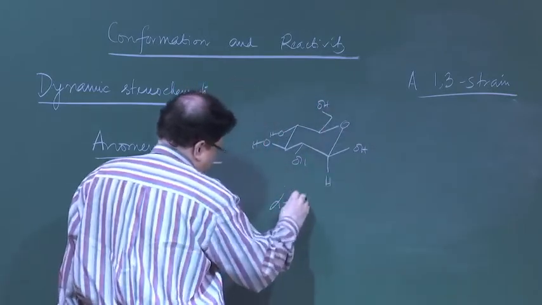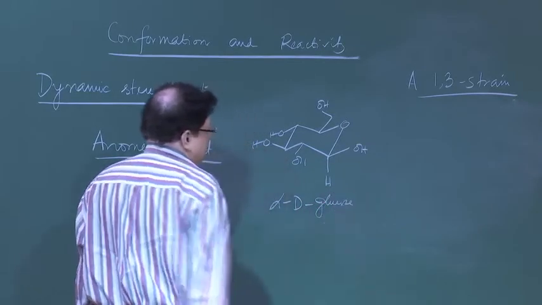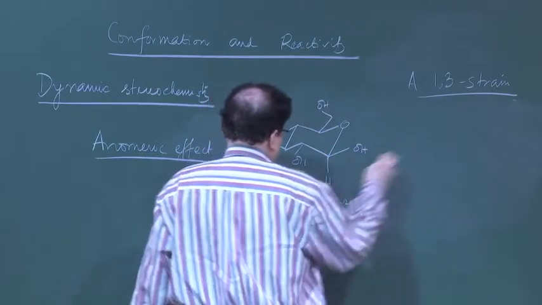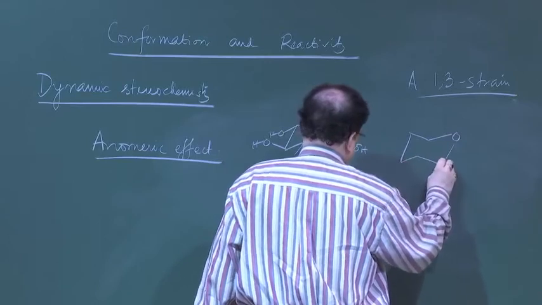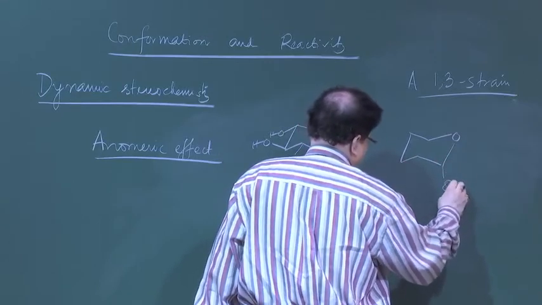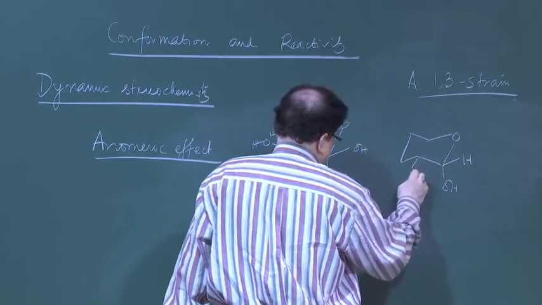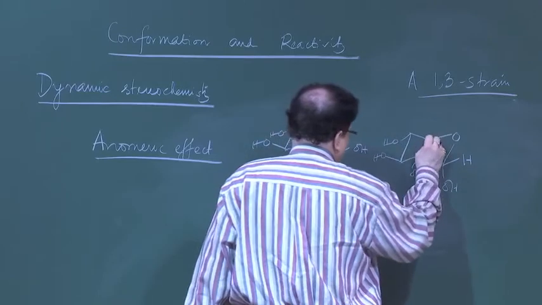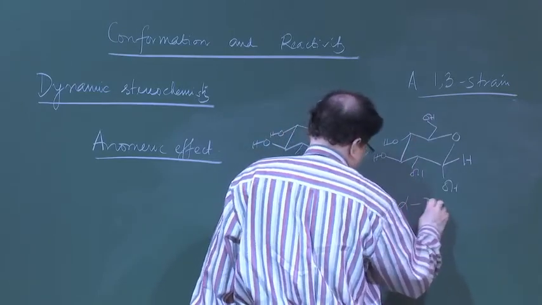This is the alpha D glucose, and there is this beta D. Sorry, this is the beta D glucose and the other one is alpha D glucose. Alpha is when the weight is axial, other groups remain at the same orientation. So, this is the alpha D glucose.